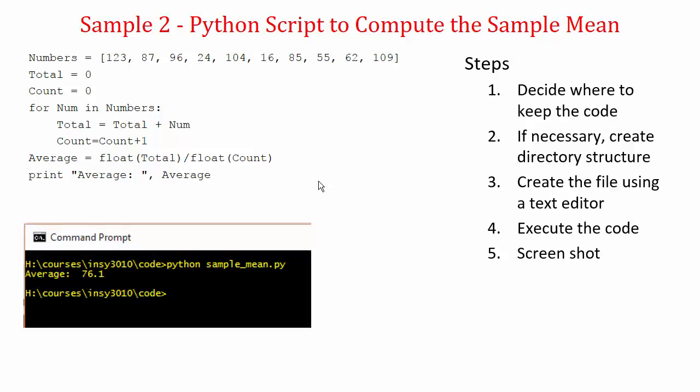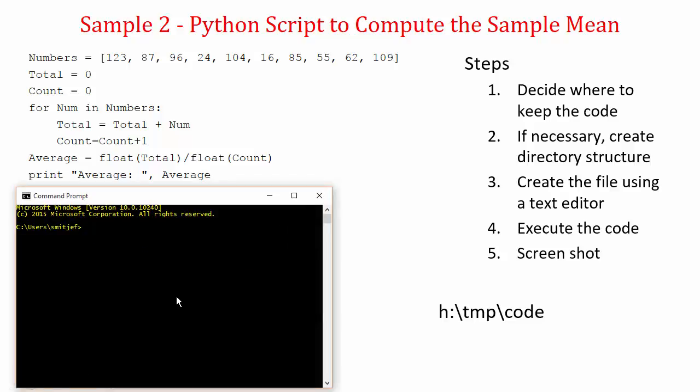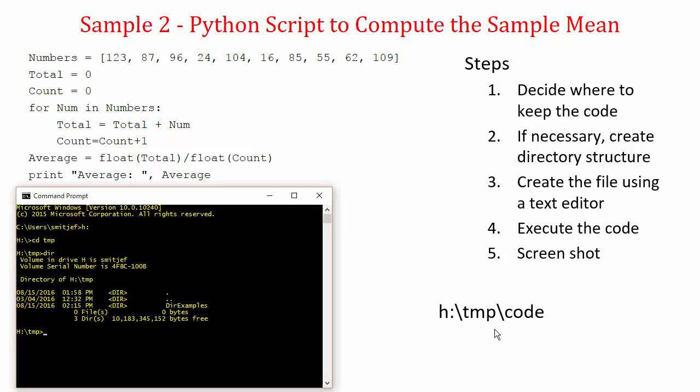Okay, so first thing, I'm going to store the code in the temp directory of my H drive in a subdirectory called code. That's where I want to store the file, and then I'll execute the file from there. So I'm going to pull up a command prompt, and there I am, the default. The first thing I need to do is navigate to that directory, H, so just cd temp. And then if I do a dir to see if the code subdirectory exists, it doesn't.